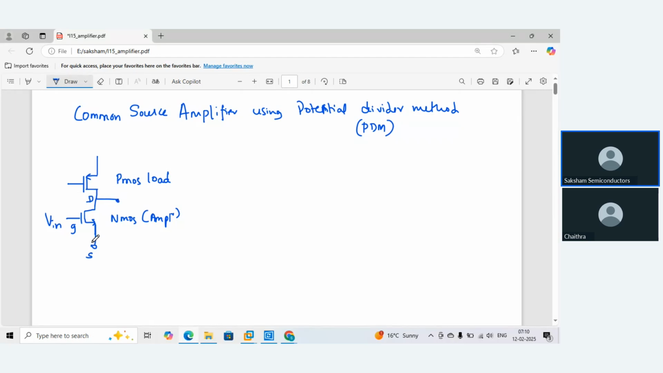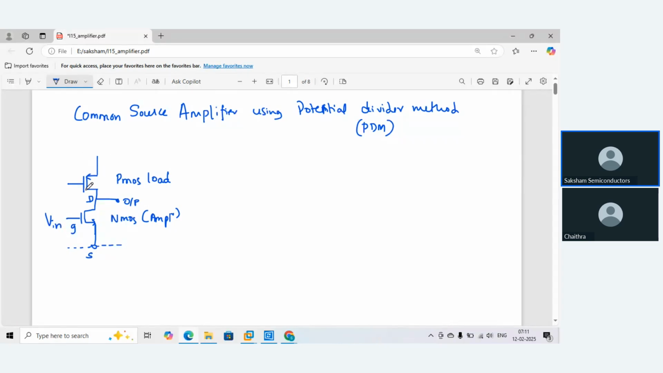My input is given between gate and source, where my source is grounded. And my output, I'm also going to take between drain and source, and here also my source is grounded. So in both cases, my source is common for both input and output, and that's why we call it a common source amplifier, because the source is common for both input and output.